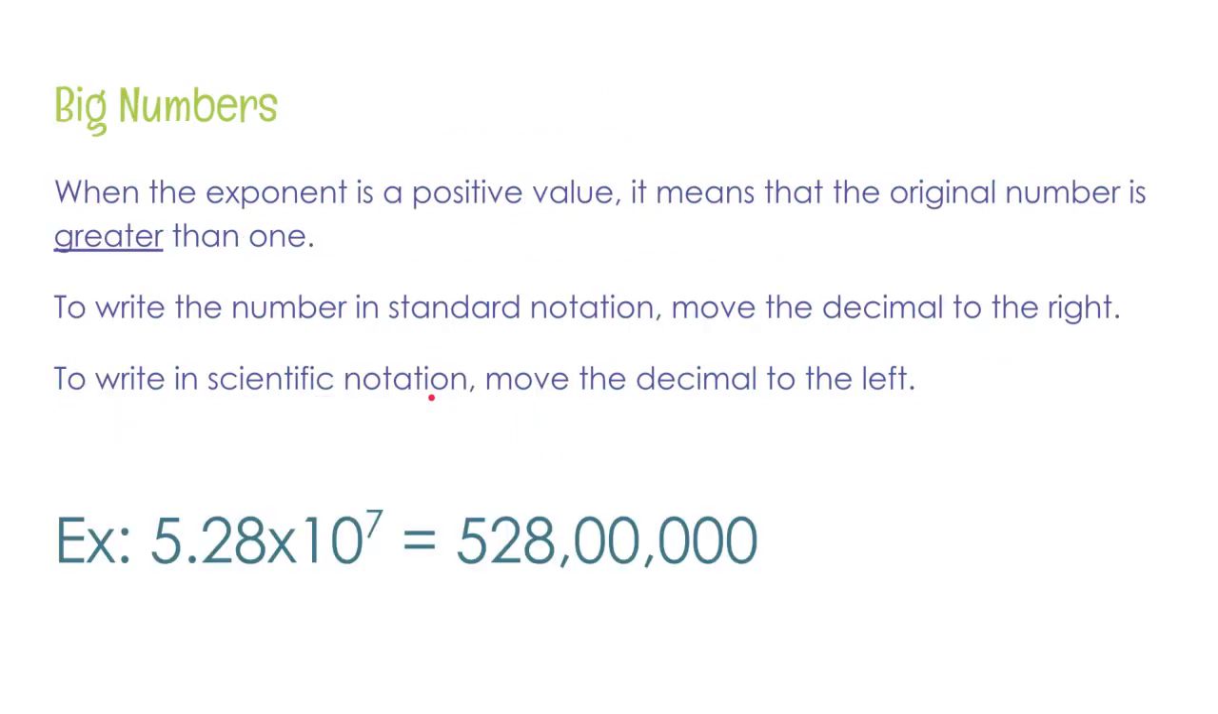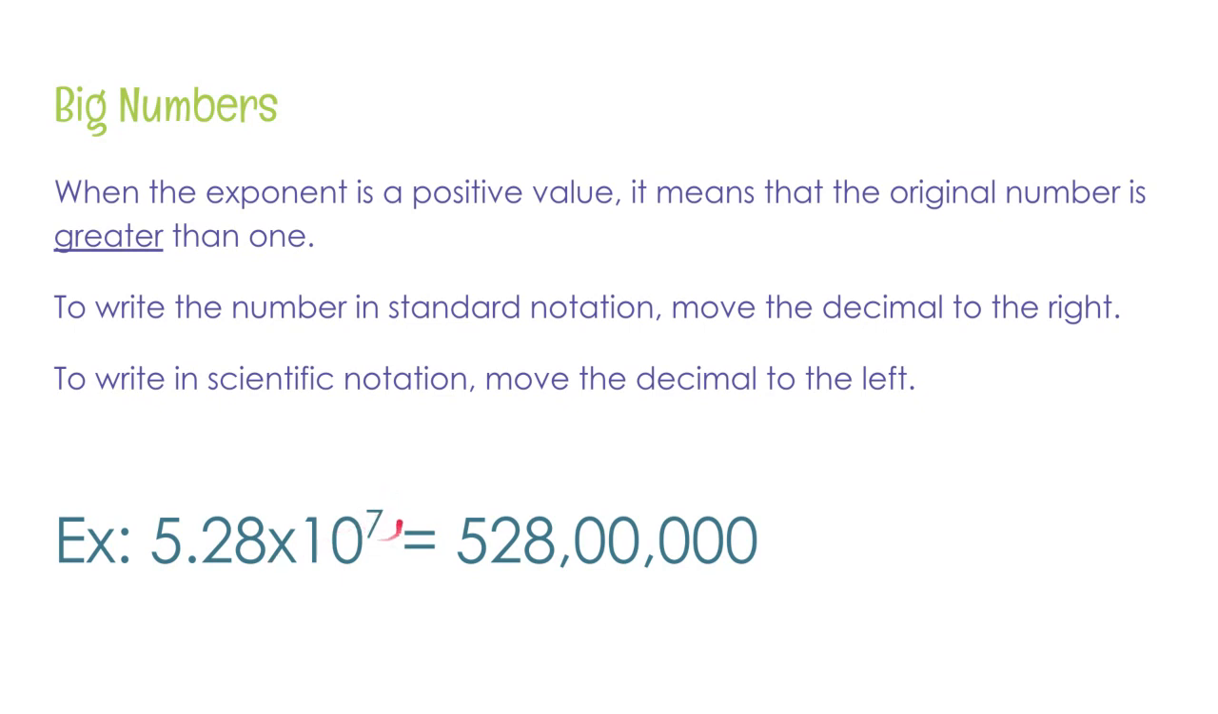So you could attempt to memorize these things, when to move the decimal to the left and when to move the decimal to the right, but I don't really love that rule because it gets confusing. What I like to say is that when my exponent is a positive value, it means that the original number had to have been greater than 1. So in this case, I have 5.28 times 10 to the positive 7th. This 7 being positive means that whatever this is, the number is greater than 1.